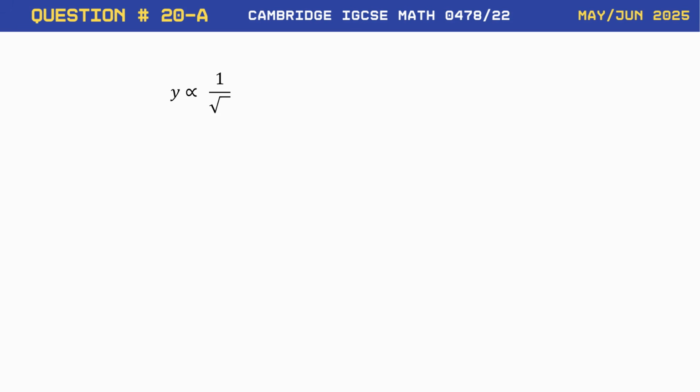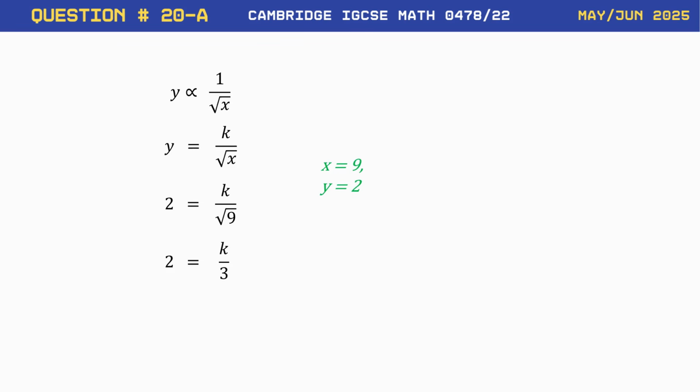As y is proportional to 1 over square root x, we can write y equals k over square root x, where k is the constant of proportionality. We are given that when x equals 9, y equals 2. Substituting these values into the formula, 2 equals k over square root 9.